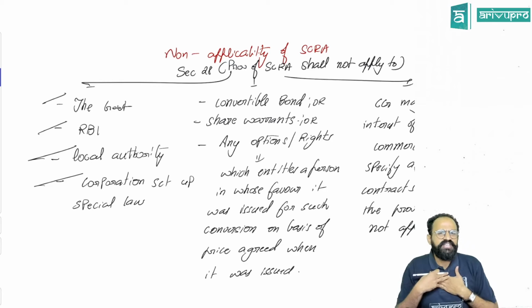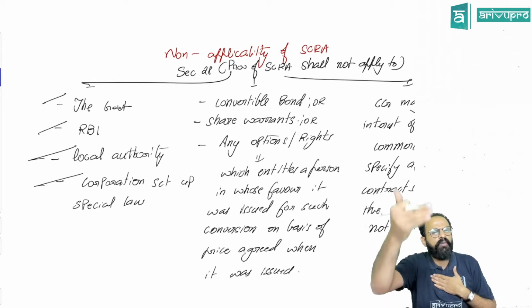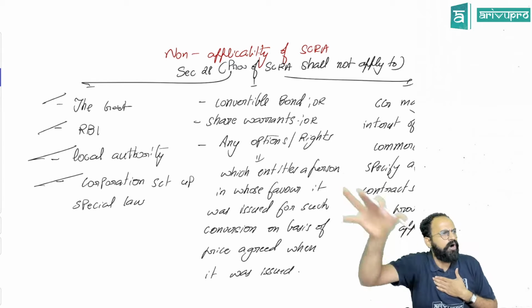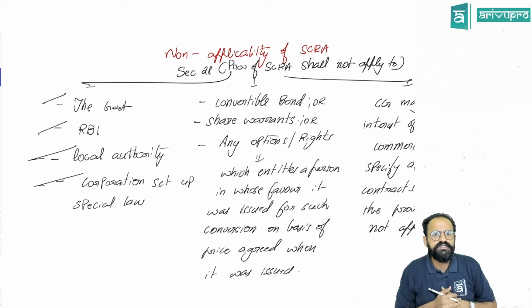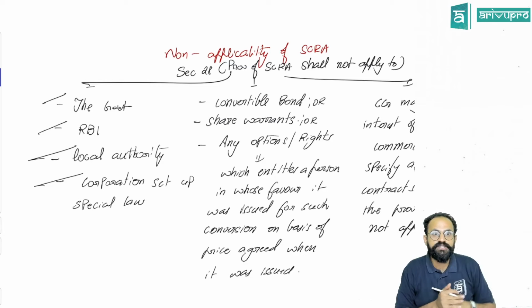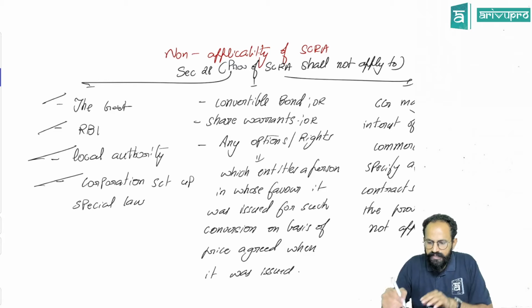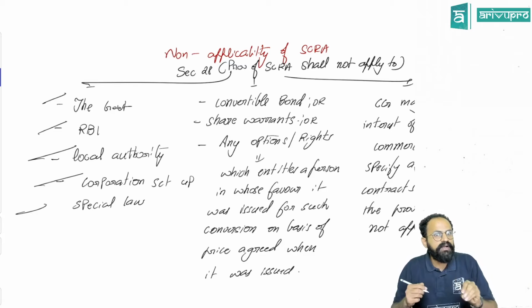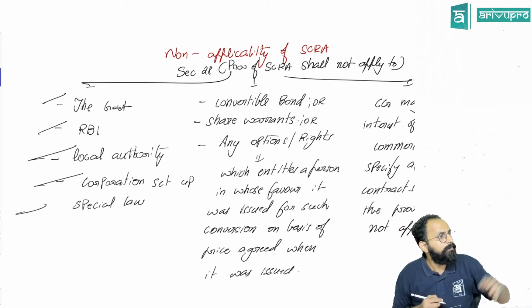But if our nation, say for example India, wants a particular company, a body corporate, why will the government follow all these procedures? Then what will they do? They will just pass one act in the parliament. Because of that act, one company itself will come into picture. They will not follow all these procedures. Such companies are called statutory companies or corporations set up by special laws.